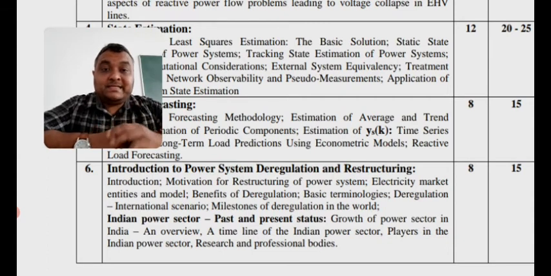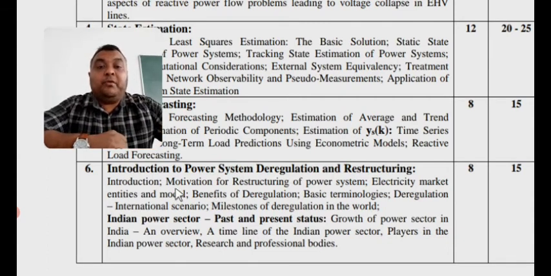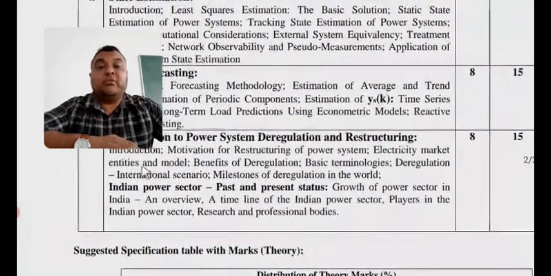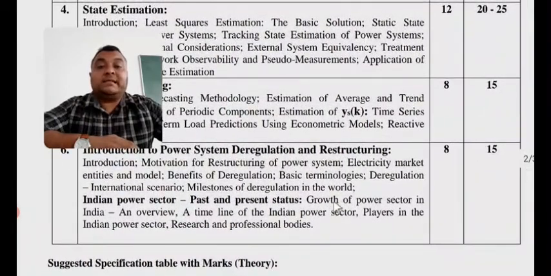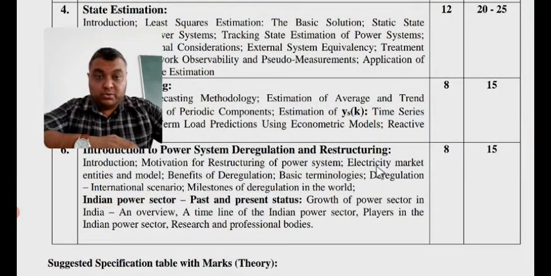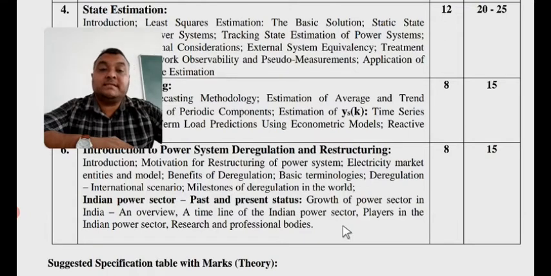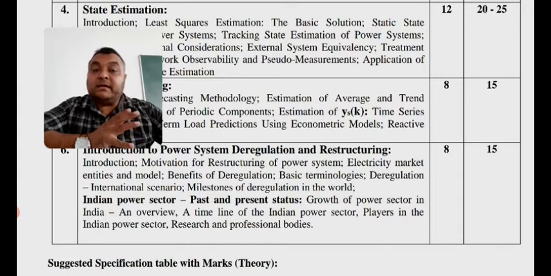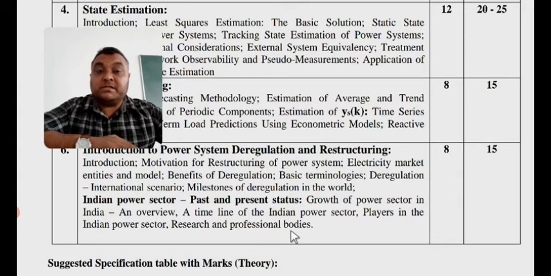In that chapter we will see the introduction, then the motivation for restructuring of the power system, and the motive behind it. Then the electricity market, and how the electricity market is going to be run. Then market models, benefits of deregulation, basic terminologies, deregulation: international scenario, and milestones of deregulation in the world. Then we will see the Indian power sector, its past and present status, growth of the power sector in India and an overview, a timeline of the Indian power sector, players in the Indian power sector, and research and professional bodies.